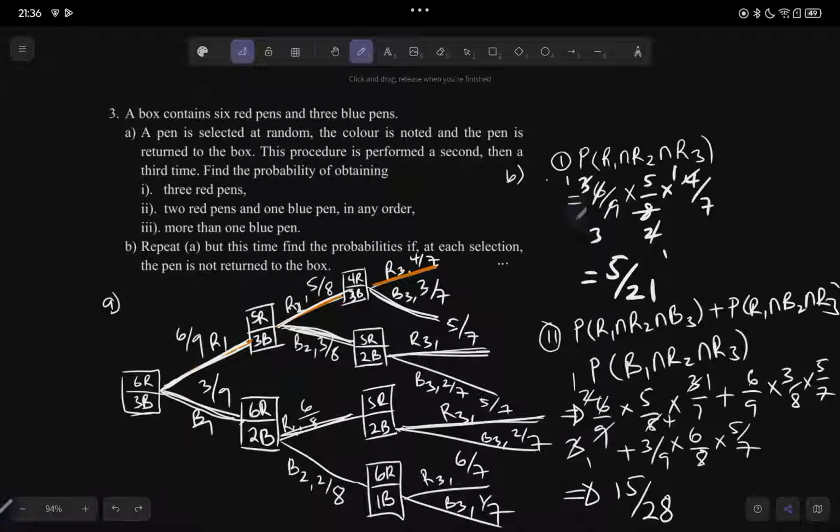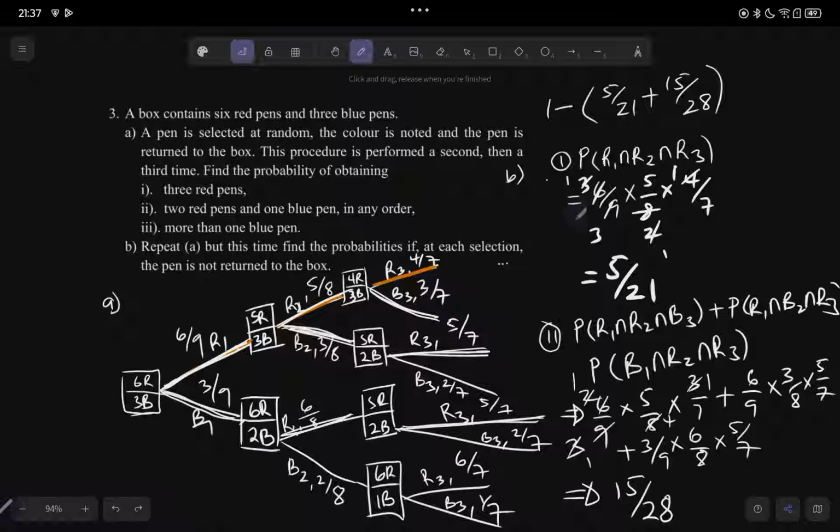I'm leaving Roman numeral 3, more than one blue pen, for you, the learner, to work out by following those branches. More than one means either getting 2 blue or all the 3. Alternatively, adding these 2 answers we have got, then we say 1 minus 5 over 21 plus 15 over 28. That is for Roman numeral 3.